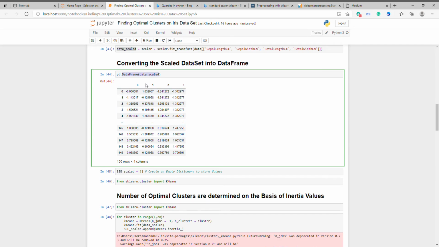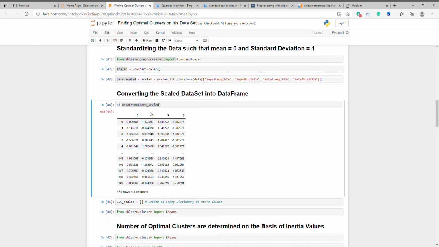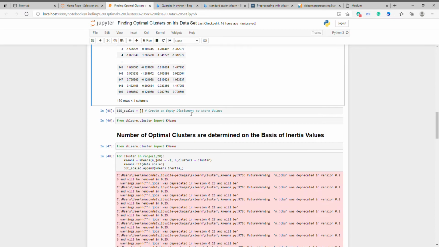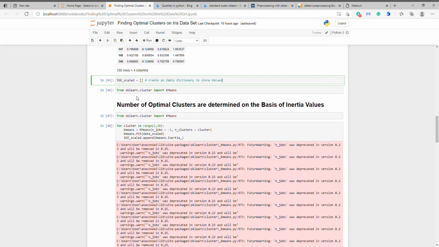Now here my data frame comes into display. So these are the values after standardizing the data. These are the values of the 0th column, first column, second column and third column. Now I have created an empty dictionary which is named SSE_scaled. Now for clustering I have imported the KMeans package from sklearn.cluster.